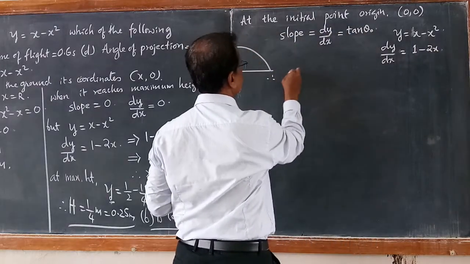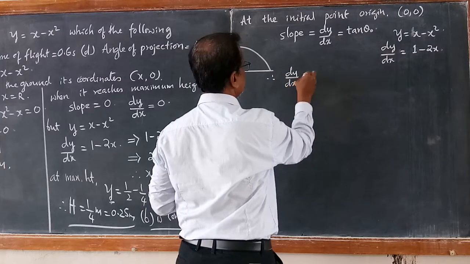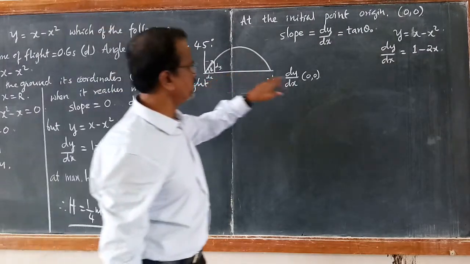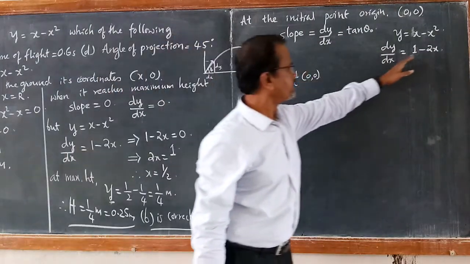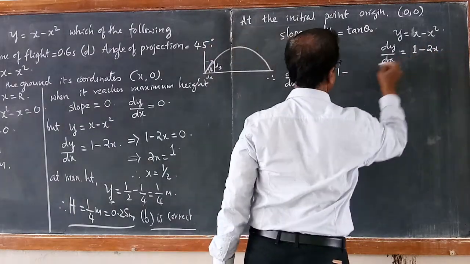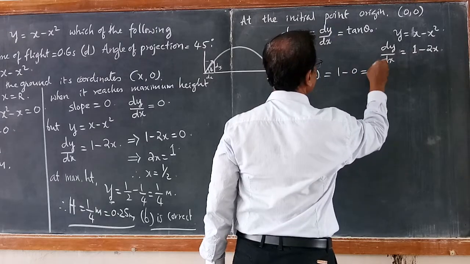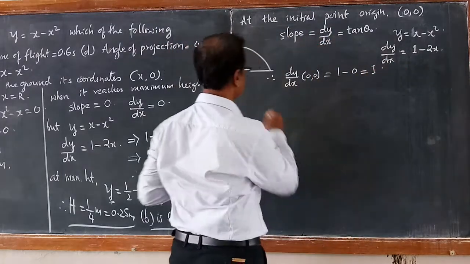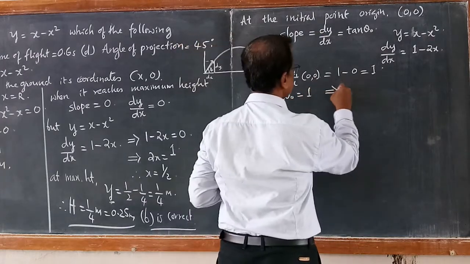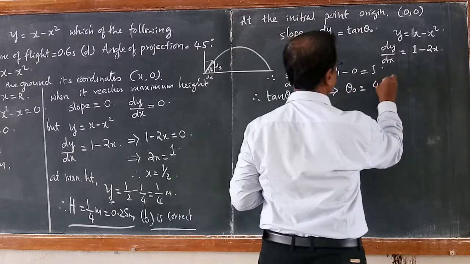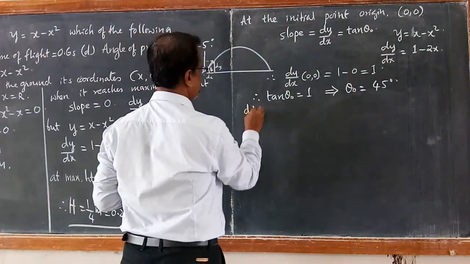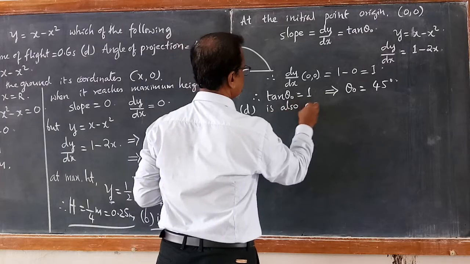Therefore, dy by dx at 0, 0: put x equal to 0, y is equal to 0. So 1 minus 0, put x equal to 0, it becomes 1. dy by dx is what? Tan theta naught. Therefore tan theta naught is equal to 1. This implies theta naught, the angle of projection, is 45 degree. So option D is also correct.